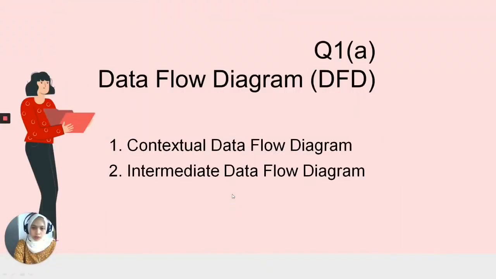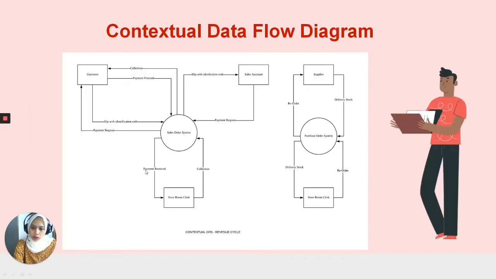For the revenue cycle, we are required for the question on 1A to do the contextual data flow diagram and the intermediate data flow diagram. For the contextual data flow diagram, we only use three symbols, which are the rectangle, the circle, and the arrow, which indicate the external entity, the process, and the flow of the process.